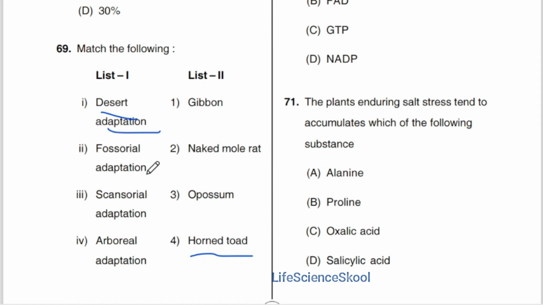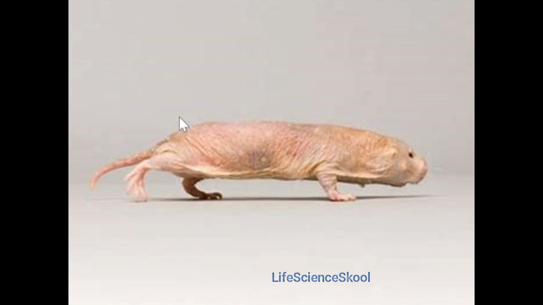Next one, fossorial adaptation. What is this fossorial adaptation? Fossorial, the word meaning is digger. I mean animals which live underground, or by digging the soil, those are called fossorial adaptation. The option is naked mole rat. This is the one which is going to live underground. You can see in this diagram, this is called a naked mole rat, living in the underground.